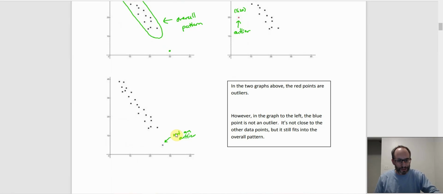And that's kind of what this one's like. This is fitting in the overall pattern. It's just kind of separated from all these other ones, but that's okay. Right? It still fits the overall pattern. It would still be close to a best fit line if you drew one in. So that's actually not an outlier.